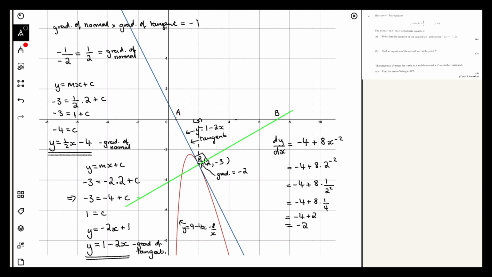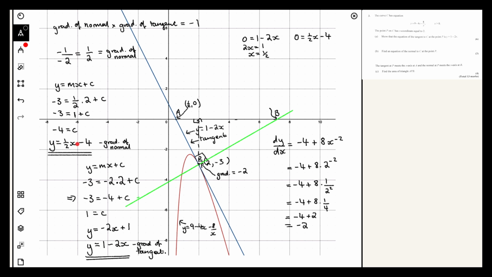In order to do that, we would need the x-coordinate of A, where it cuts the axis here. So let's work that out quickly. For this one, the equation is y equals 1 minus 2x. Here y equals 0, so we'd have 0 equals 1 minus 2x. Therefore 2x equals 1, so x equals a half. So at this point we've got a half, 0, and at this point we would have 0 equals a half x minus 4.